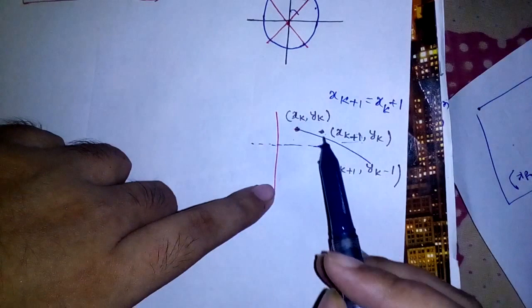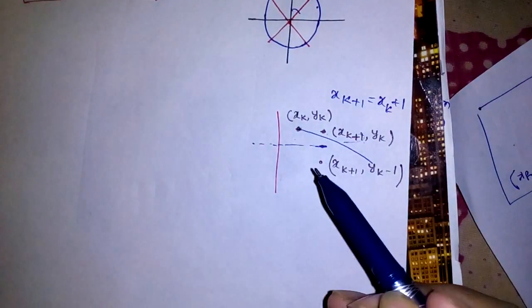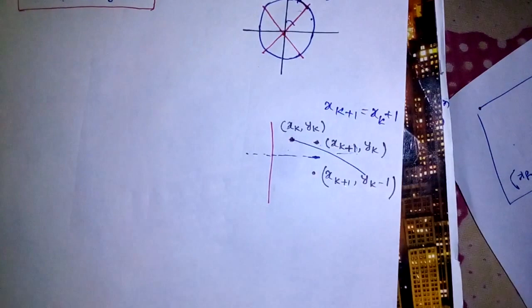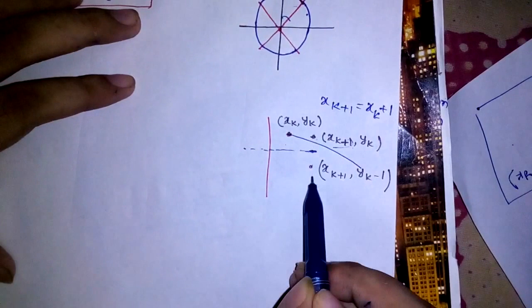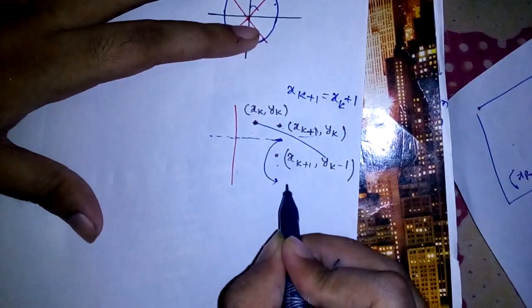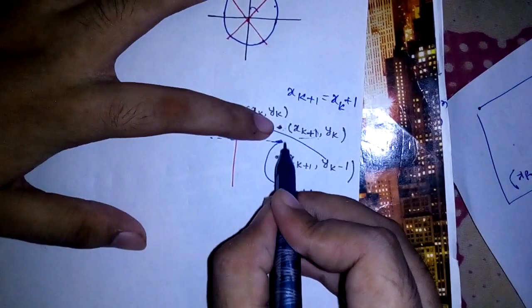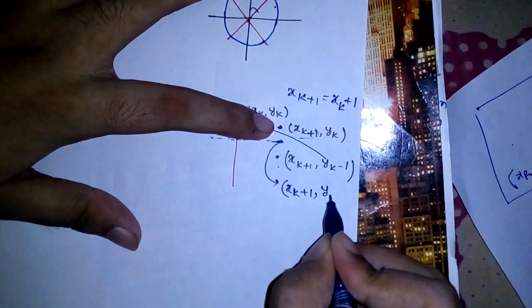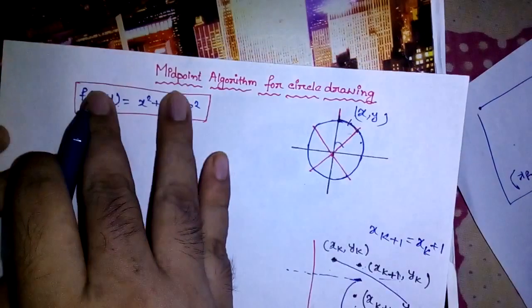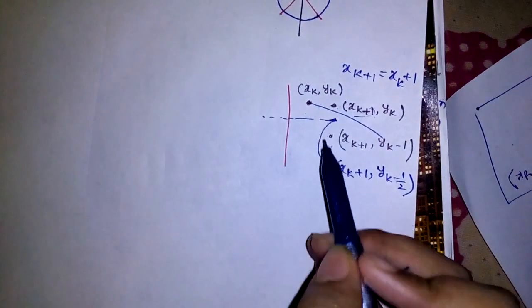Actually the point which is closer to the circle should be selected, because we always prefer the point which is closer to the circle. Now how can I find out which point is closer to the circle? For that I'm going to calculate the midpoint of these 2 points. This point is xk plus 1, and simply I am going half a step downwards, so that will be yk minus 1/2. If I put this value in this function, I can see whether the midpoint is inside or outside the circle.